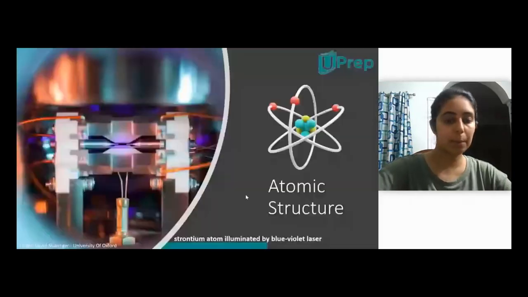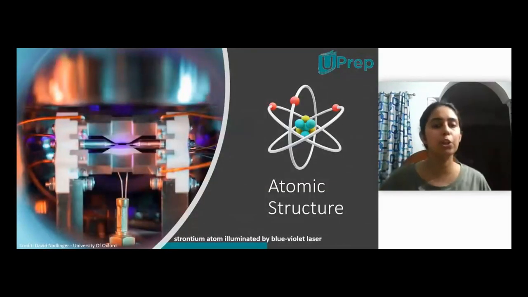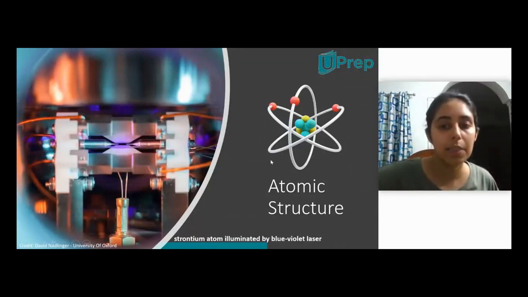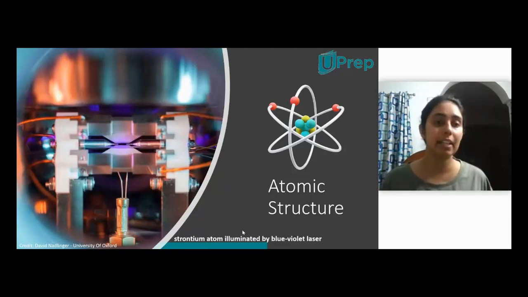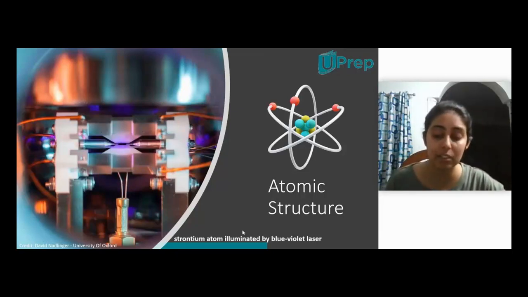Alright, so today's topic is atomic structure. What you see on the screen, on the left-hand side, is the picture of an isolated atom. This is the first time in history that scientists have finally been able to isolate and take a picture of an atom. This has not been done in the past, and with all of our current technology today, we were finally able to isolate a strontium atom.